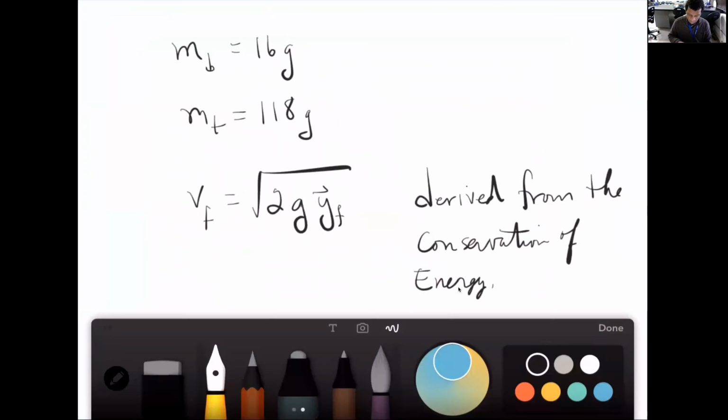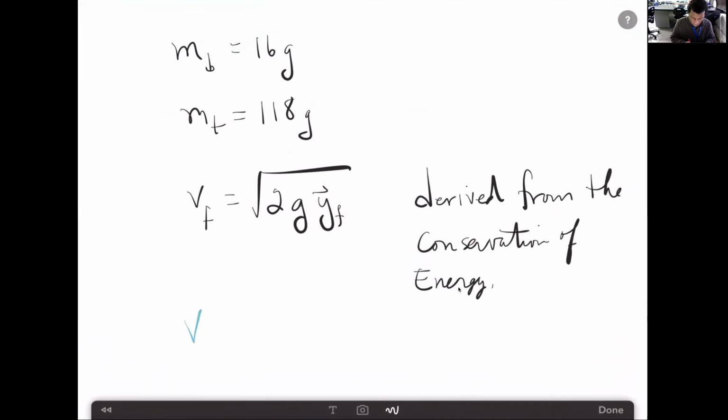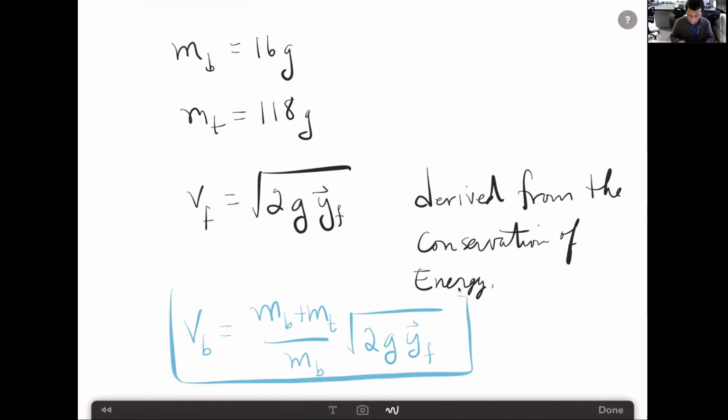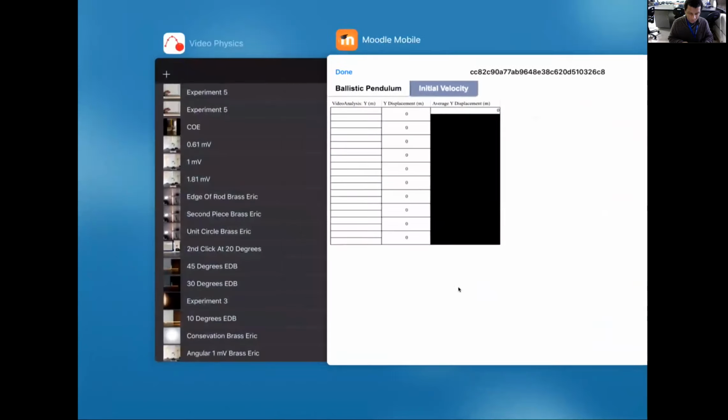We'll get, and I'll just write it, our initial velocity equals the mass of the ball plus the mass of the tube over the mass of the ball times the square root of 2 times g times y sub f. This is the equation that we're using in Microsoft Excel. All right, we're going to use video physics to find y sub f. So let's just go ahead and go to video physics.